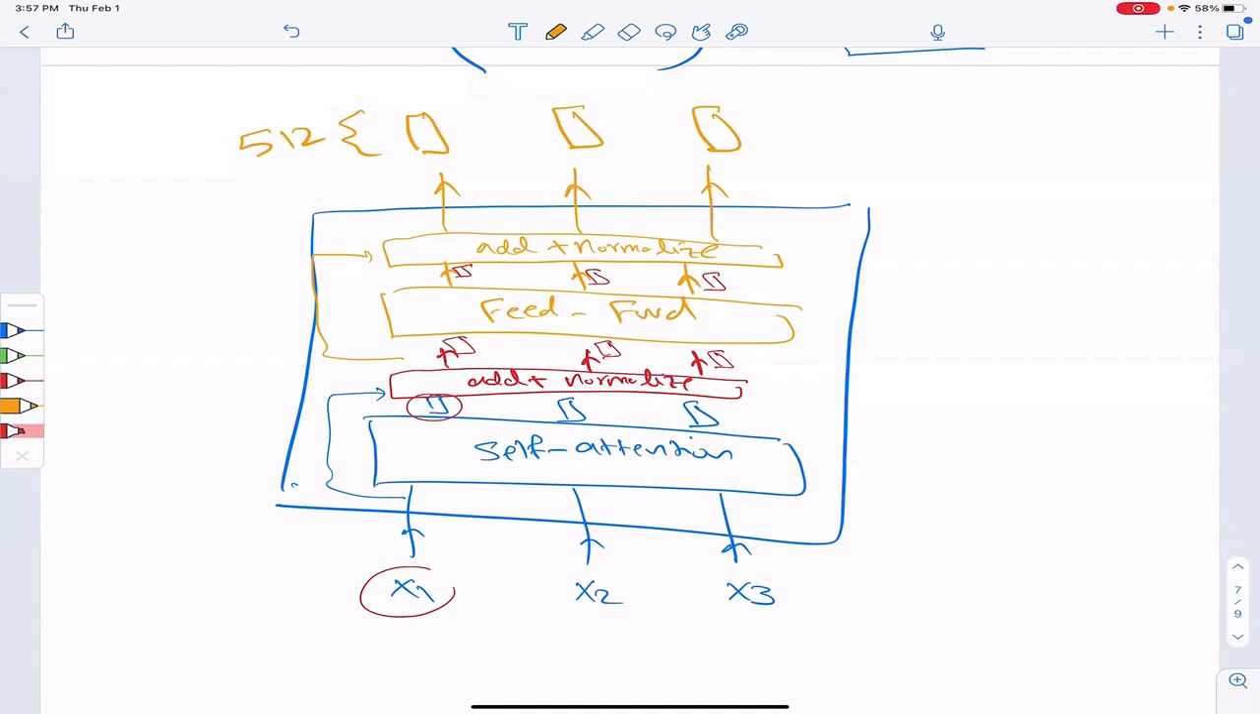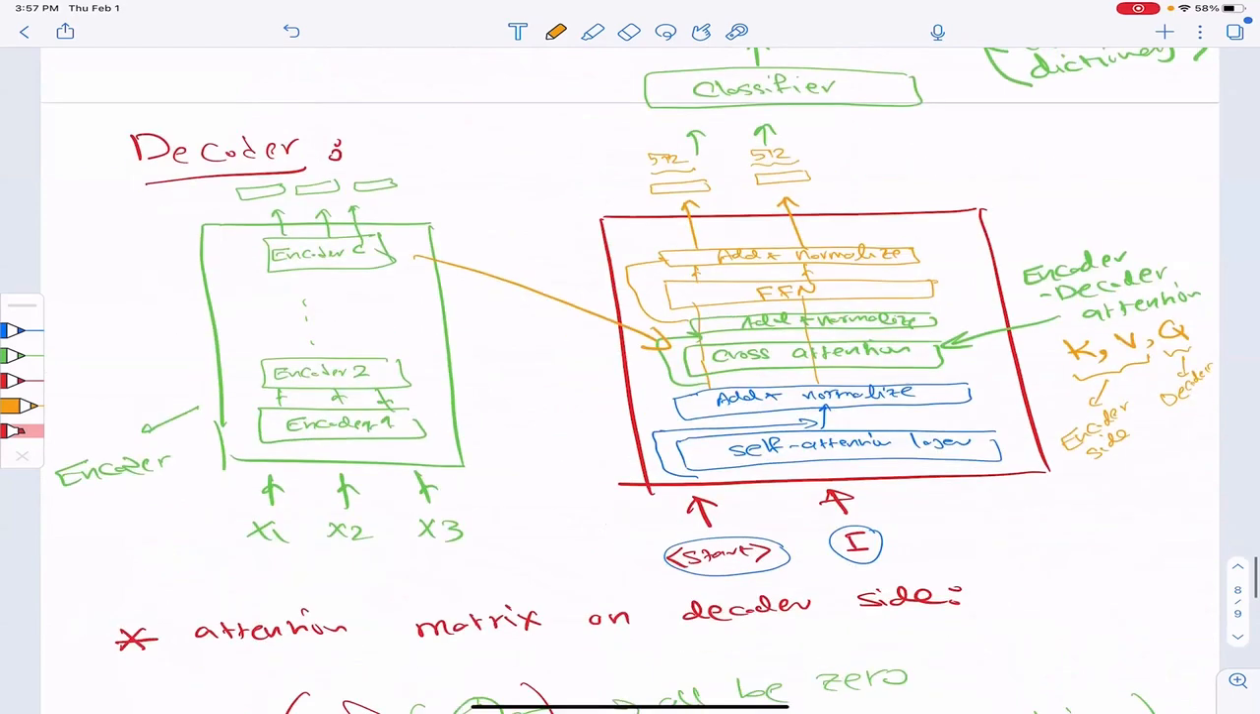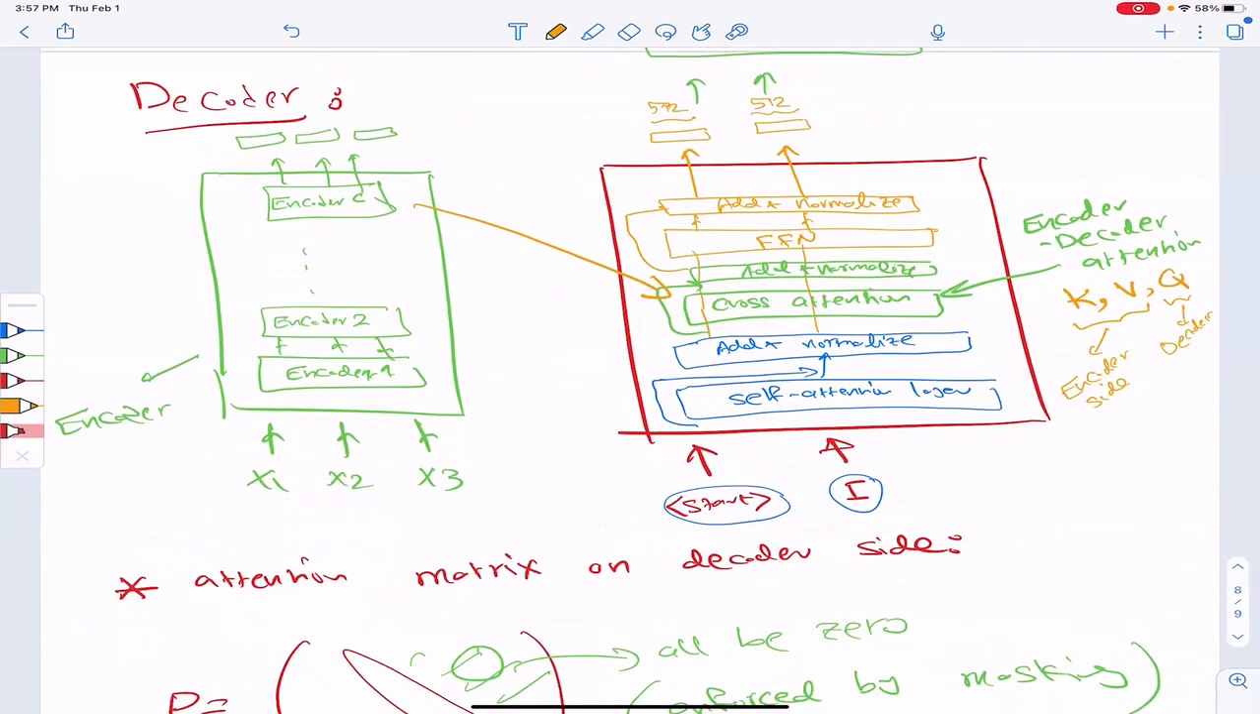You can stack up various encoders. And the decoder side, you start with the start token. Again, you process with the same blocks. The only difference here is that you add a cross attention block to get the information from the encoder side. And the way that it works is you get the K and V matrix from the encoder side. You learn the Q from the decoder side, from the previous tokens. Add and normalize, feed forward, add and normalize.